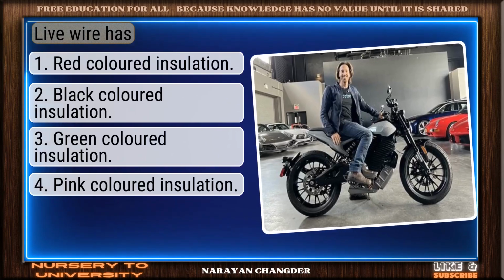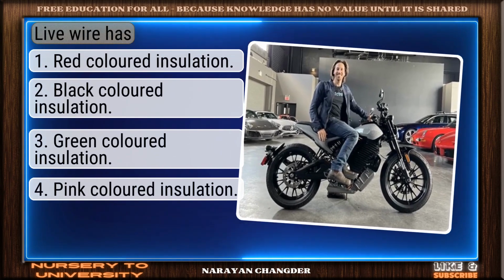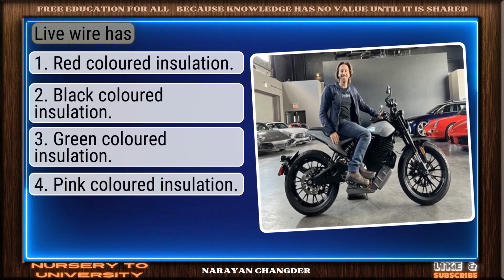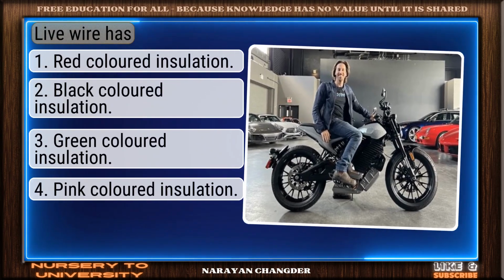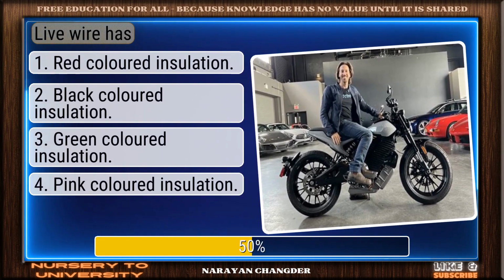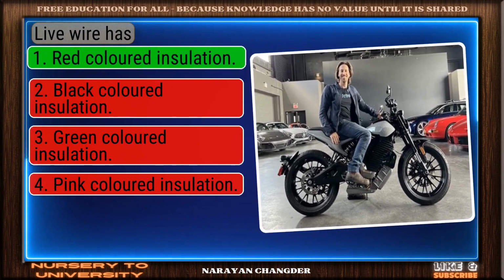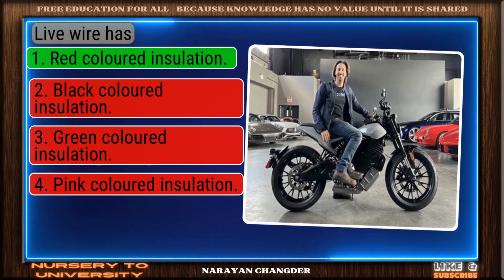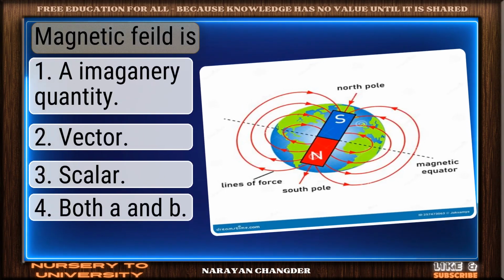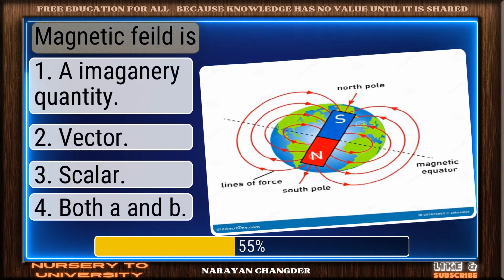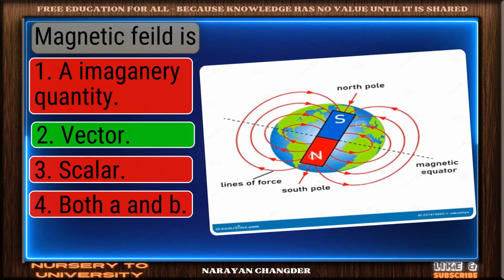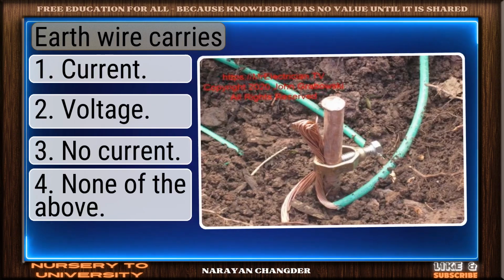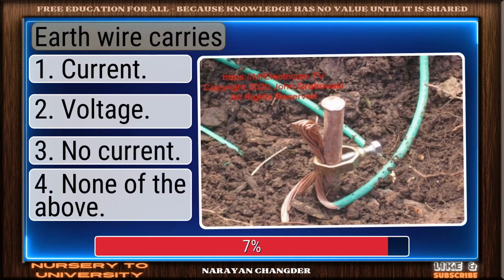Can you solve all these Class 10 Science Chapter 13 Magnetic Effects of Electric Current questions? Live wire has. Great job! Red-colored insulation is accurate. Magnetic field is. Excellent. Vector is well reasoned. Earth wire carries.